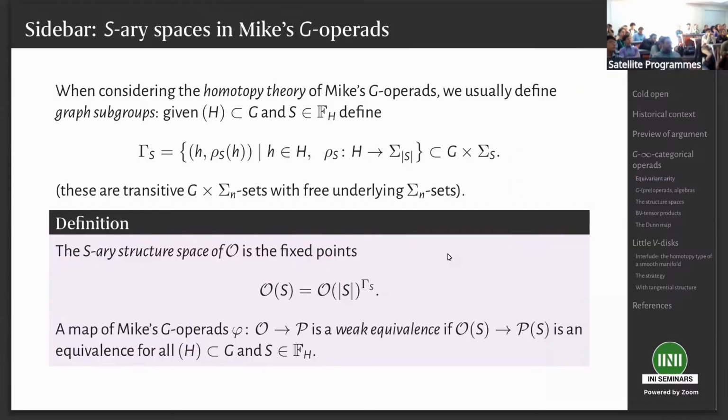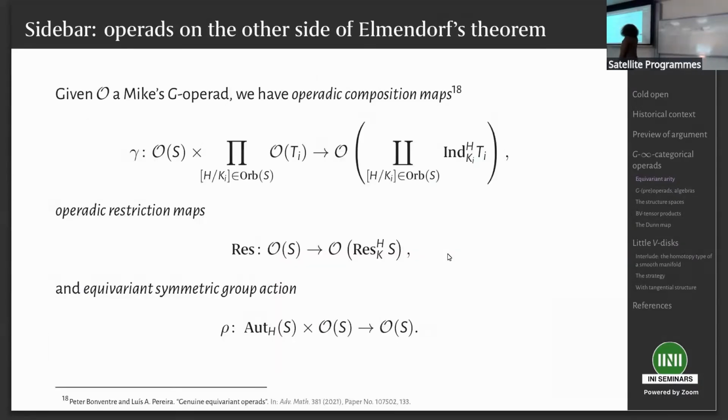And just to stop mincing words, you can define a weak equivalence between these to be a map between G operads which induces equivalences on the genuine fixed points for all of these graph subgroups. So we're essentially only seeing the transitive G times sigma n sets whose underlying sigma n sets are free. So it's Borel in the sigma n variable. And this is the homotopy theory that we're going to do for G operads, generally. And when you take this perspective really, really seriously, you find some definitions that show up in the work of, for instance, Peter Bonventre.